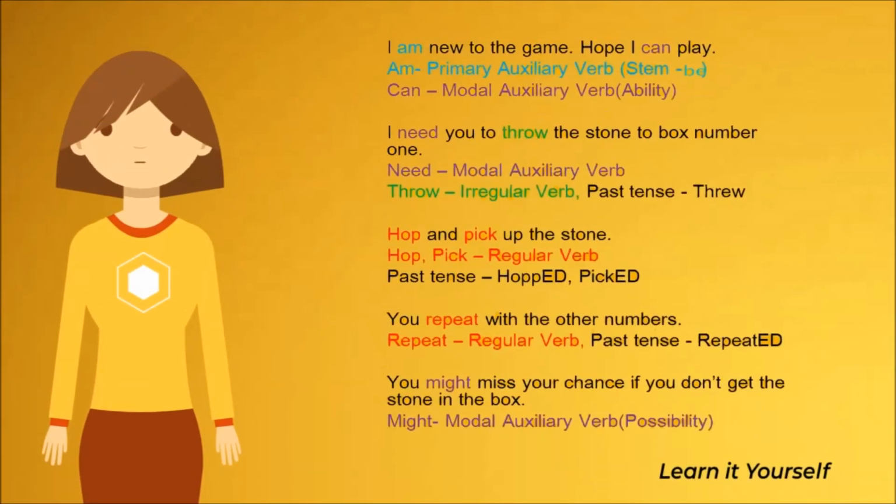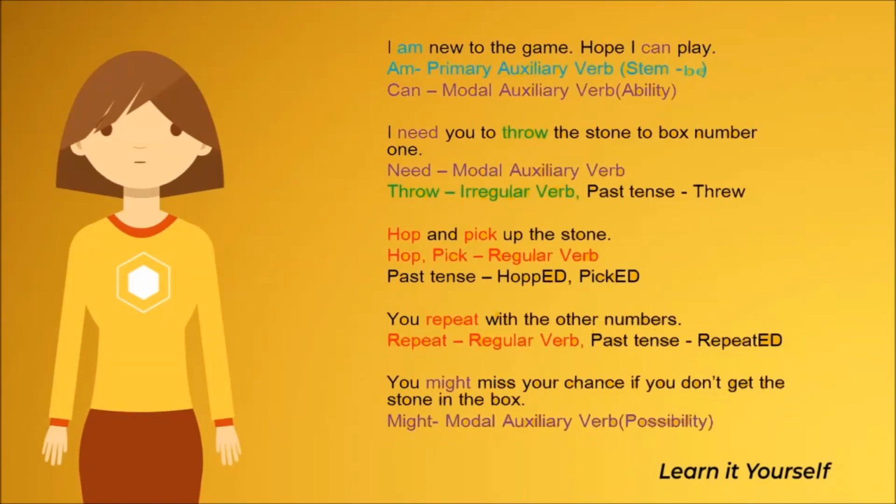I am new to the game. Hope I can play. Here am is a primary auxiliary verb. The stem form is be. It is also an irregular verb. Hope I can play. Can is a modal auxiliary verb. It denotes an ability.